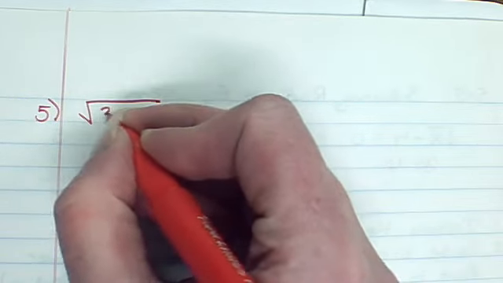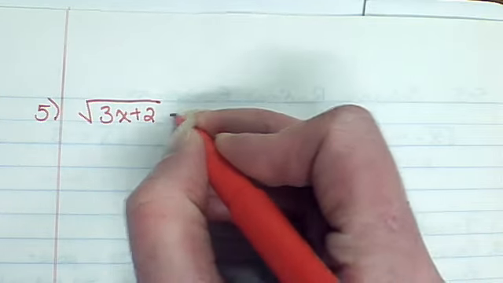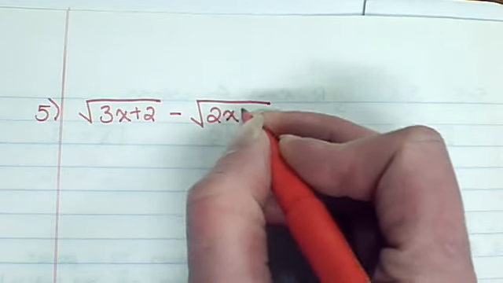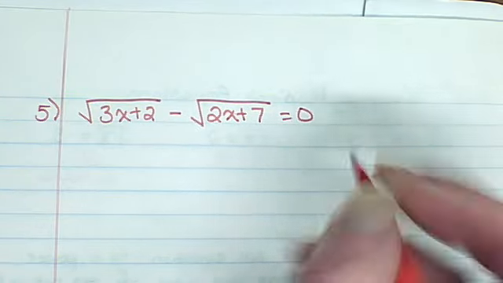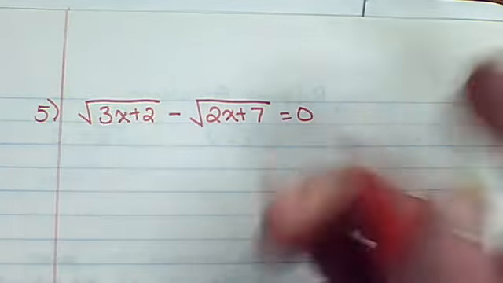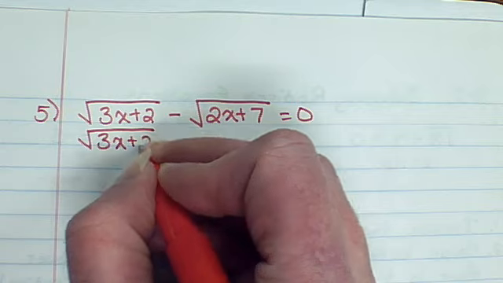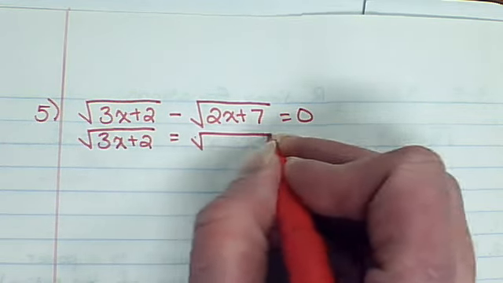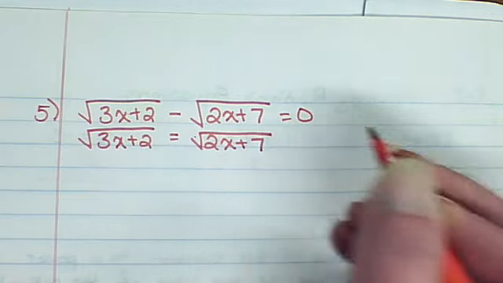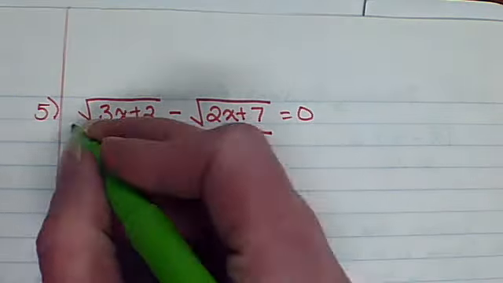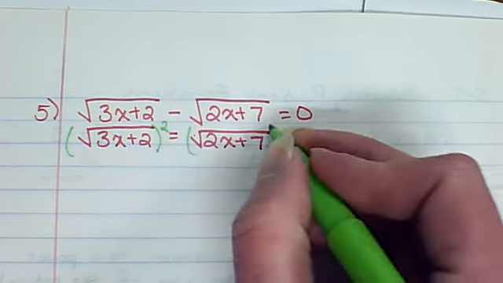All right, the next one. Number 5, I believe. Number 5, yes. Number 5 is alive. Okay, square root of 3x plus 2 minus the square root of 2x plus 7 equals 0. Okay, so if we see this one, the square root, let's isolate that one. So I'm going to move the other one to the other side. All right, now since we have a square root, we want to raise both sides of the equation to the same power. That means we're going to square both sides.